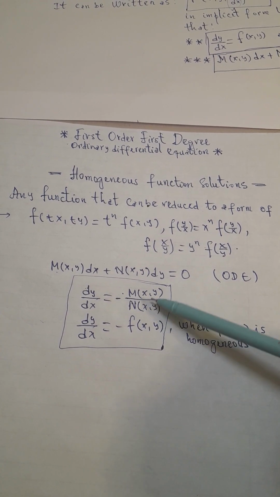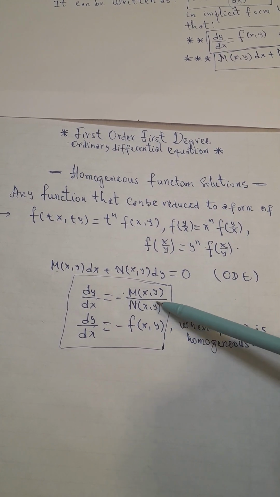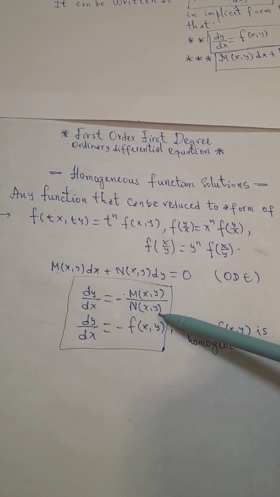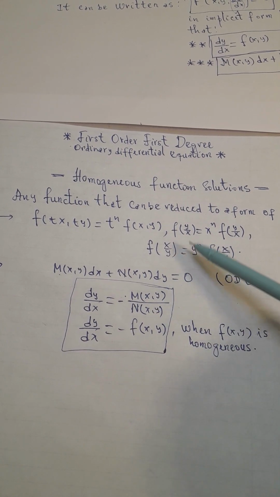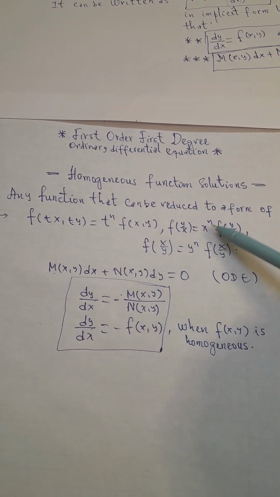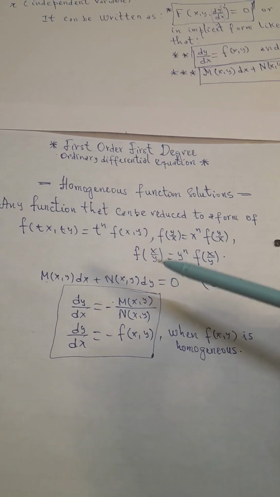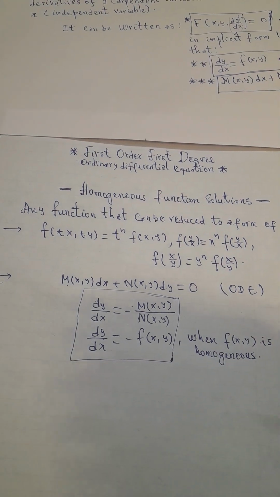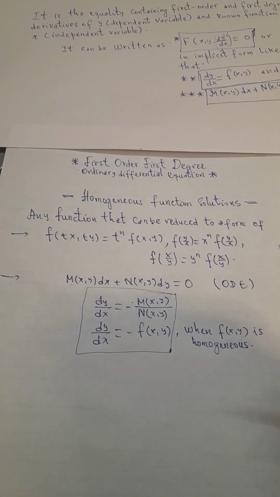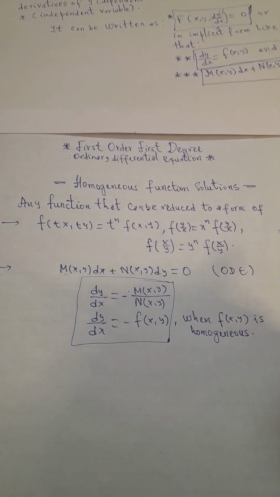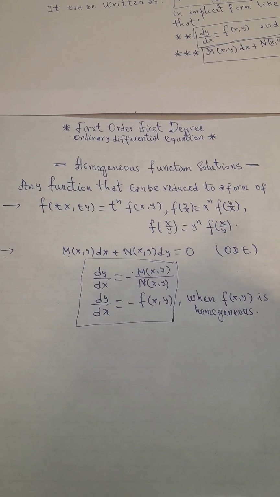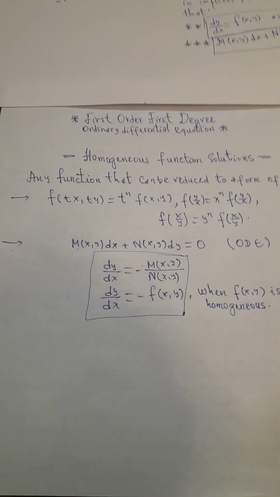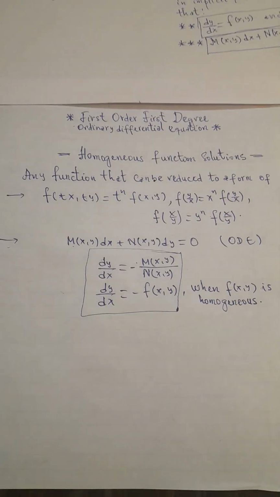What do we mean by homogeneous? M(x,y) upon N(x,y) can be represented in this form or in this form, in one of these forms. So we can say that this function is homogeneous. Before solving an exercise, you have to be aware which kind of function it is, in which form it is presented, so that it will be easier for us to understand and to apply any method we feel like.